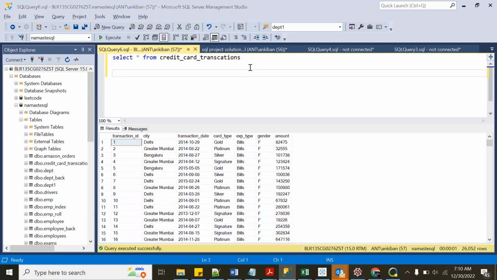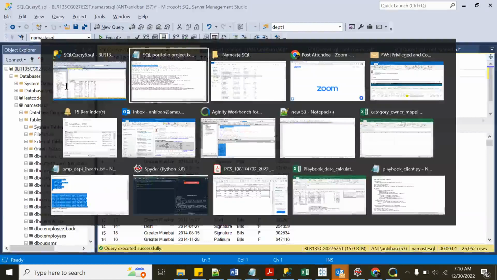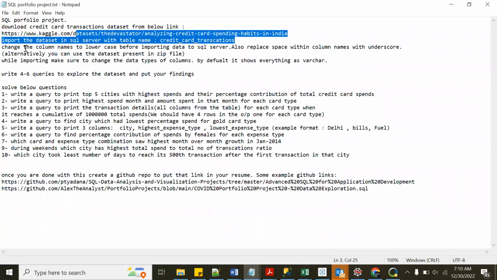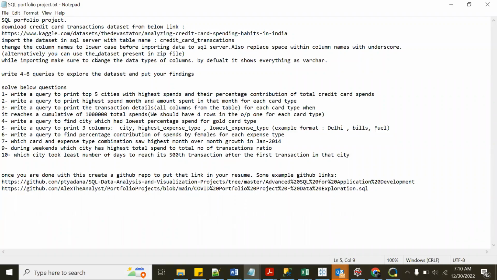So if we go to the questions, let's start from the first one. It says write a query to print the top 5 cities. And when you create a project, you can mention that you downloaded the data set from kaggle.com. You can put the link and all. It will be good to show. Okay, so let's start with the first question.